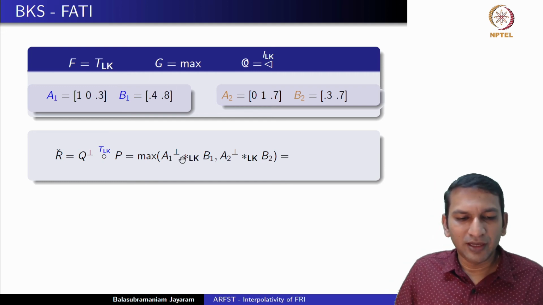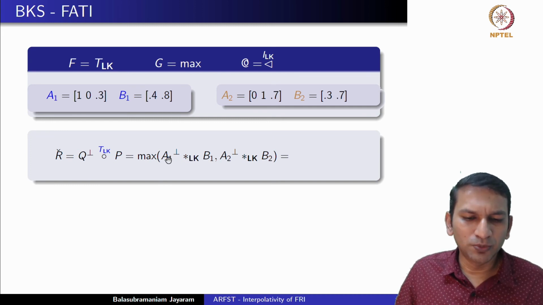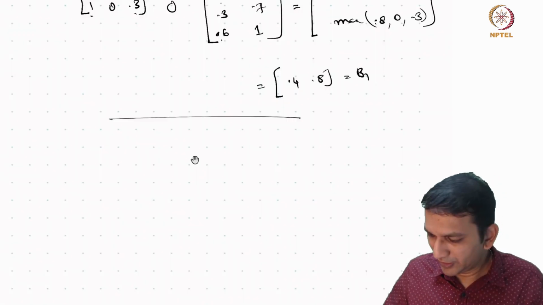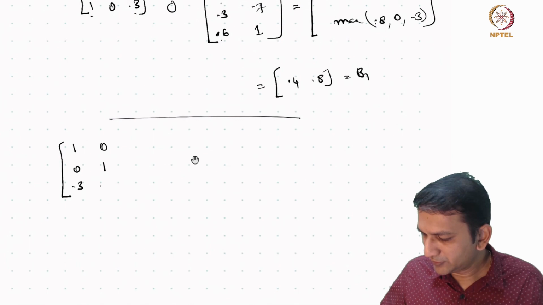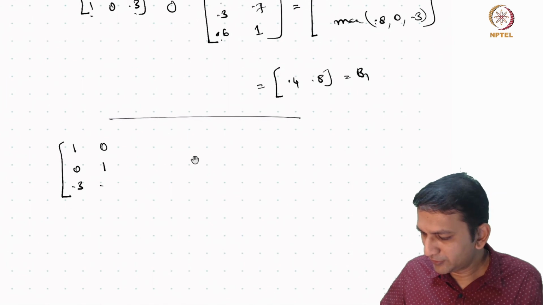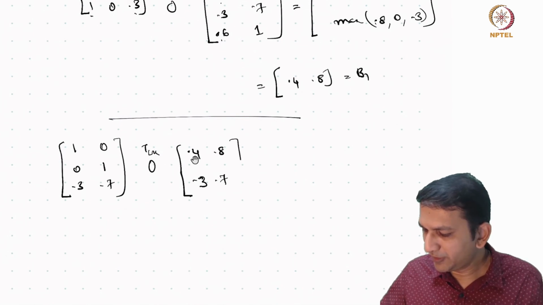Note here the R check. So now we are actually taking the transpose and using SUP star composition. So we have A1, which is 1, 0 and 0.3, A2, which is 0, 1, 0.7, and we are going to use this with the corresponding B1, B2, which is 0.4, 0.8, 0.3, 0.7. Note that we take the Q transpose here, but we take P itself.